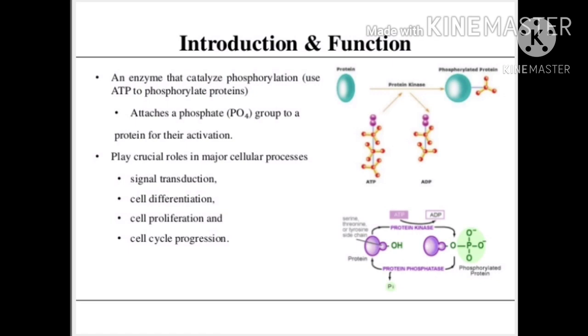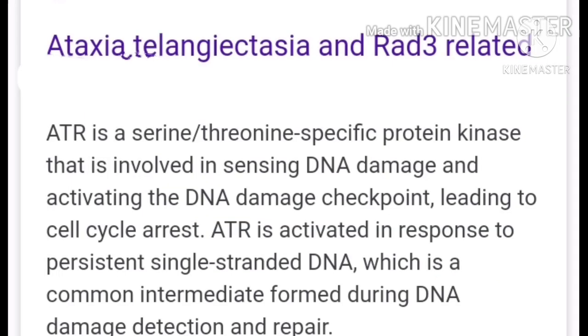The major cellular processes performed by protein kinases are signal transduction, the second one cell differentiation, third one cell proliferation, and they are also involved in cell cycle progression. Any enzyme having this phosphorylating activity, thereby activating or inactivating a particular protein, comes under the protein kinase family.